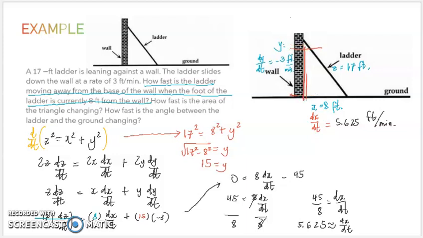So as we can see based on this problem, as the ladder slides down the wall, the rate here is negative because the length of y is decreasing. But here we see that it's positive. That means that the distance between the wall and the foot of the ladder is increasing at that rate, 5.625 feet per minute. And for this question, this is our answer. Let's proceed to the second question.